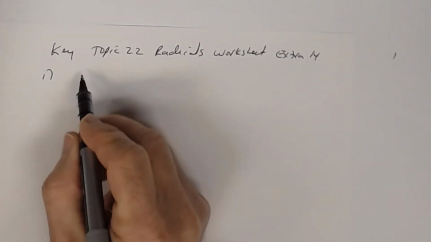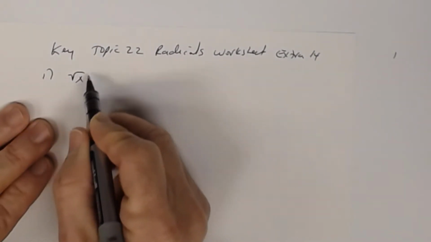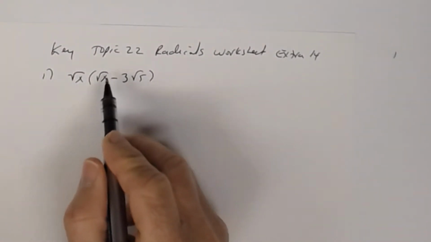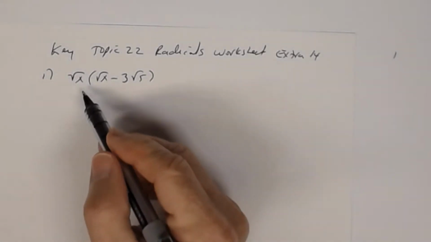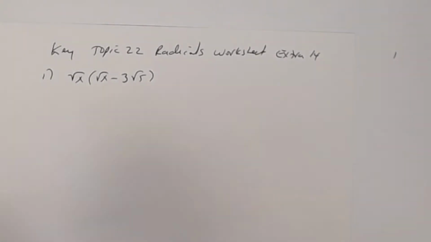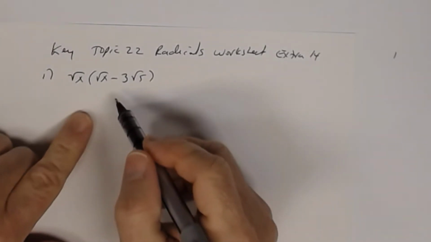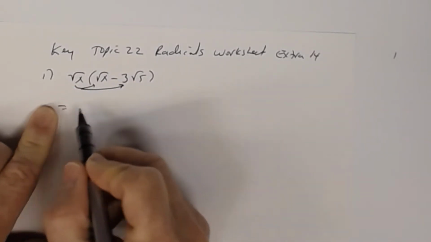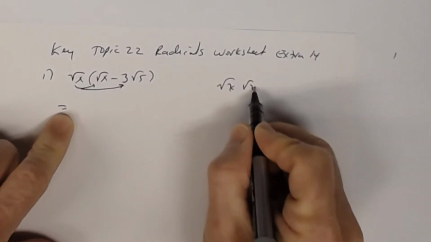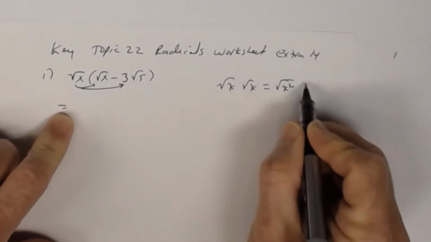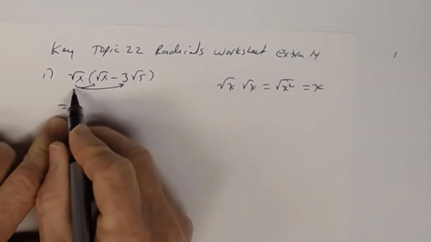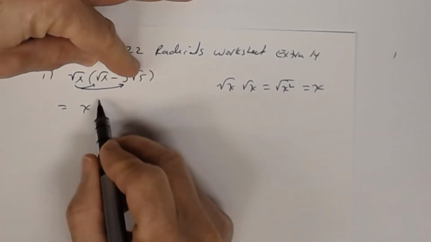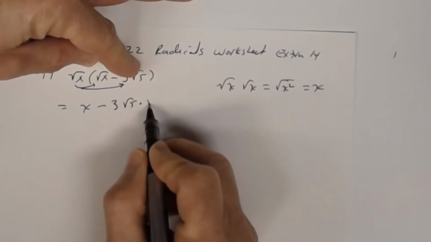Number one, we have the square root of x times the square root of x minus 3 square root of 5. Notice I have this binomial times this monomial, so we can use the distributive property. If I distribute, remember the square root of x times the square root of x is the square root of x squared, and we all know that's just x. So this times this is x. Then I rewrite what I see here: minus 3 square root of 5 times the square root of x.